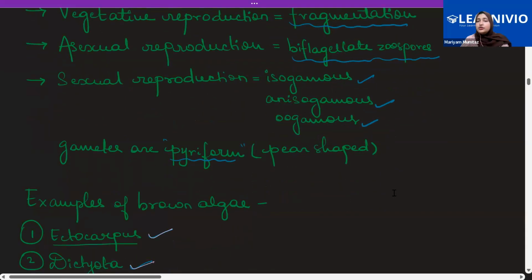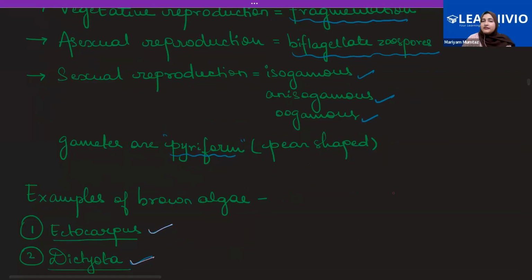And the gametes are usually pyriform. Remember when I was talking about isogamous, I showed pictures like this, dissimilar or similar like this. So the shape of the gamete, when it is pear-like, we call it pyriform gametes. So all the gametes in them are pyriform.